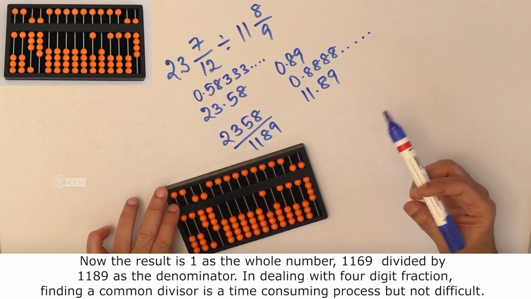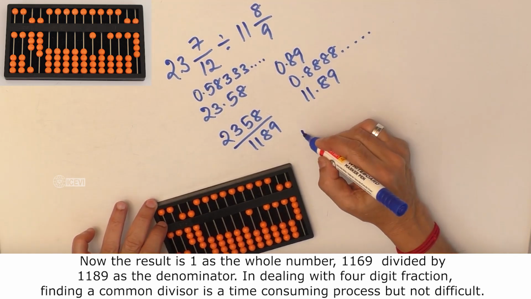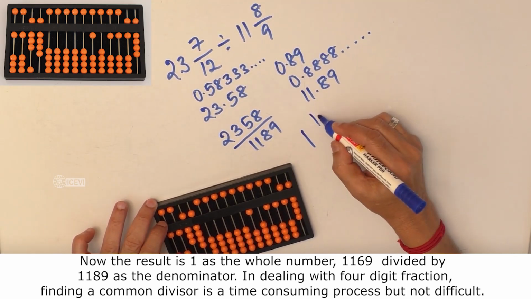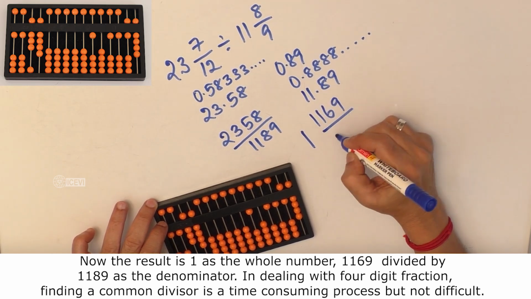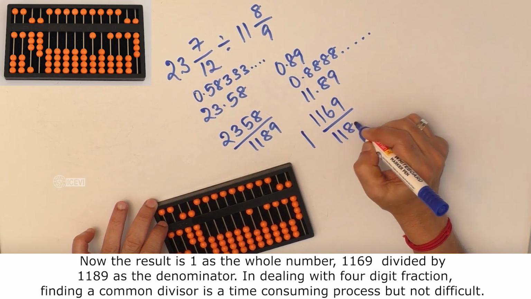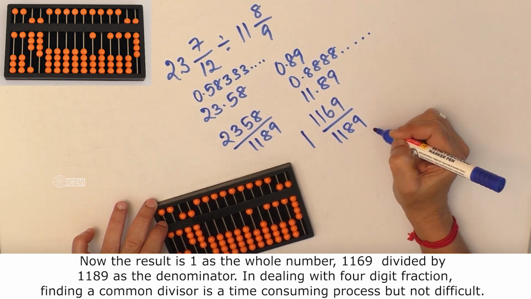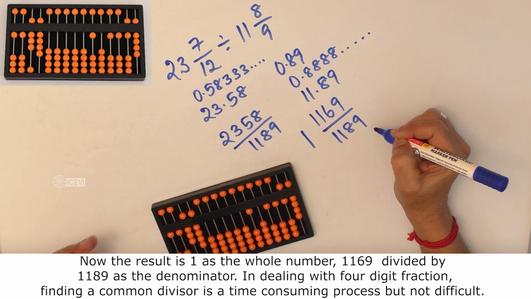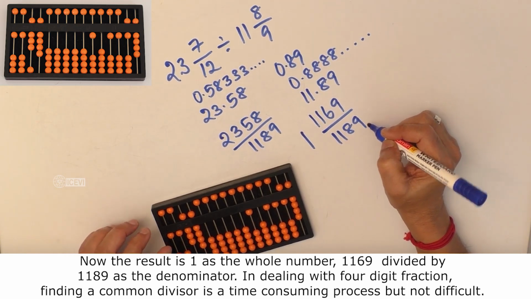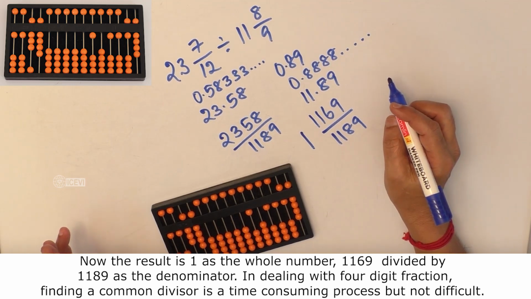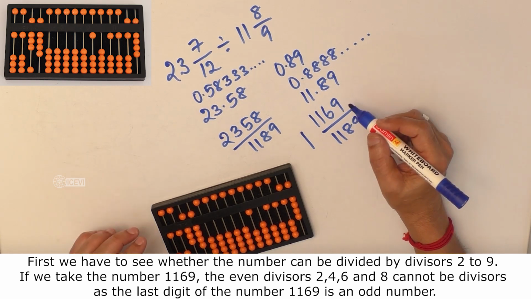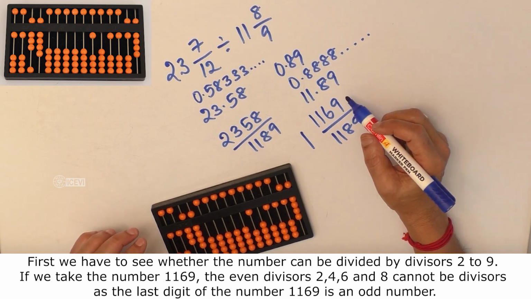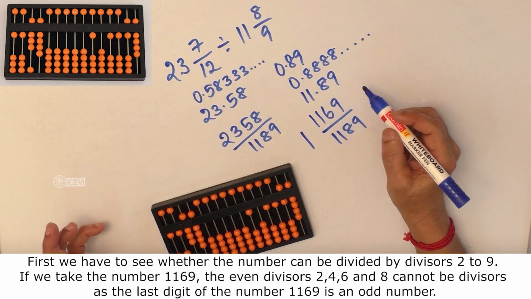Now the result is 1 as the whole number, 1169 divided by 1189 as the denominator. In dealing with the 4-digit fraction, finding a common divisor is a time-consuming process, but not difficult. First, we have to see whether the number can be divided by divisors 2 to 9.